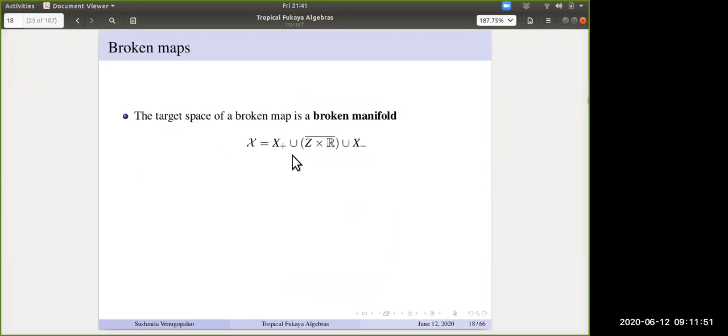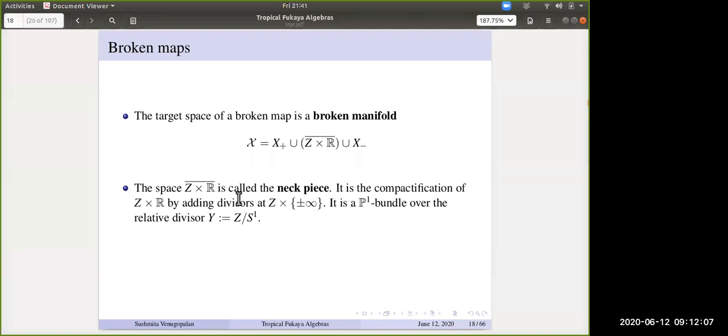So the target space of a broken map is a broken manifold. So it consists of the cut spaces, x plus and x minus, and then it consists of a long neck, which is z times r compactified. And by the compactification, I mean that at infinity, I add in the divisors to make the compactified space a symplectic manifold. So it is the compactification of z mod r by adding divisors at plus and minus infinity. So the resulting space is a P1 bundle over the relative divisor. And this compactified space is called a neck piece because it was obtained by stretching the neck.